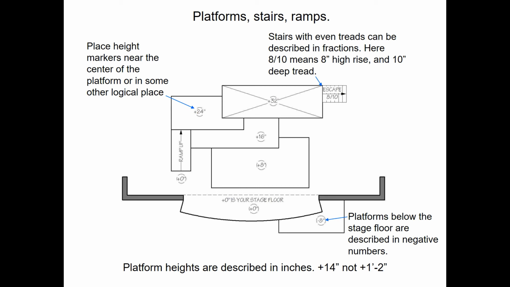So 8 over 10, it could be 8 over 12, which would mean that the treads were a foot deep. It could be 7 over 11, that kind of thing. Different combinations of that. So rather than do a height marker for every single step, especially for an escape stair, you could simply do this little symbol to say escape, 8 over 10, and that's going to let me know that that's 8 inches right there, and that's 16 and 24 and so on going up these steps.